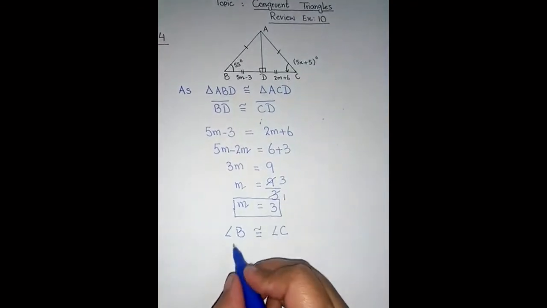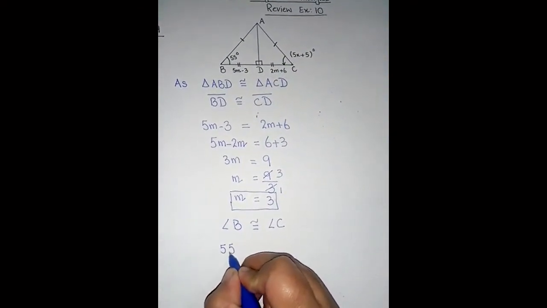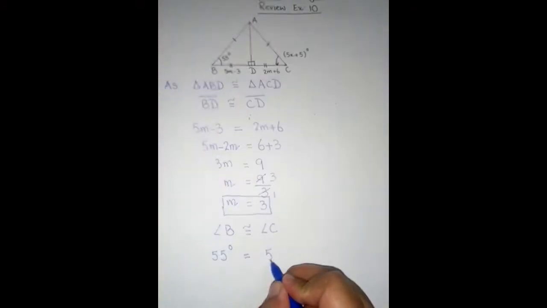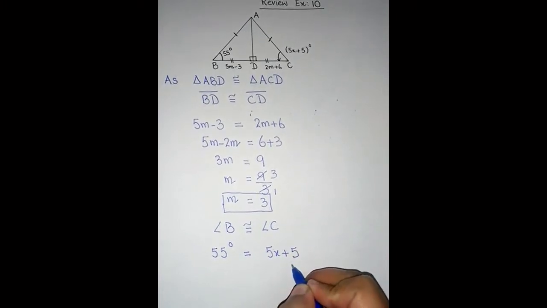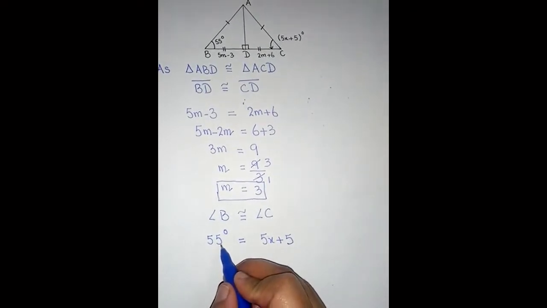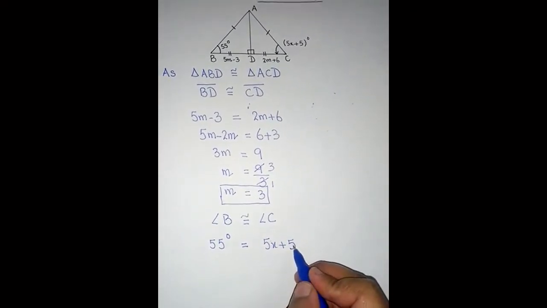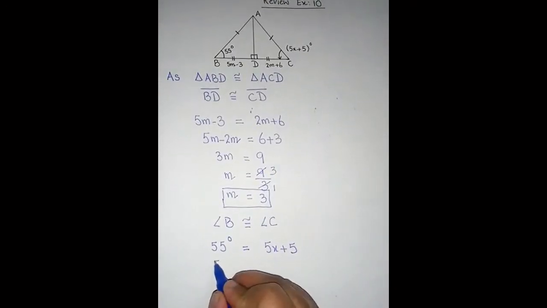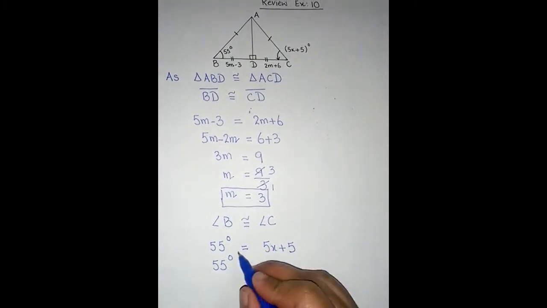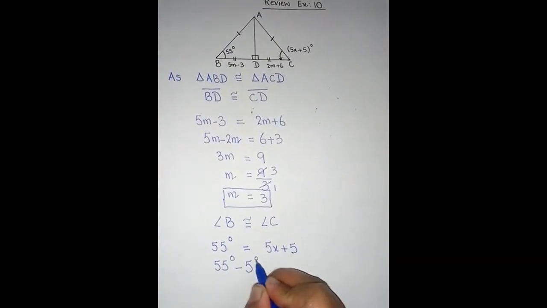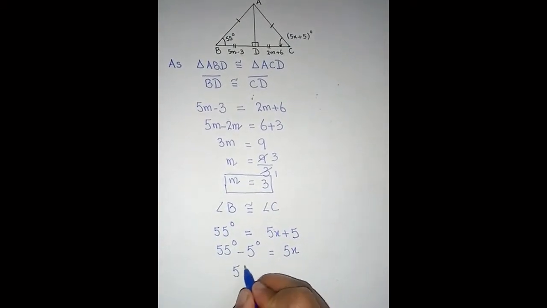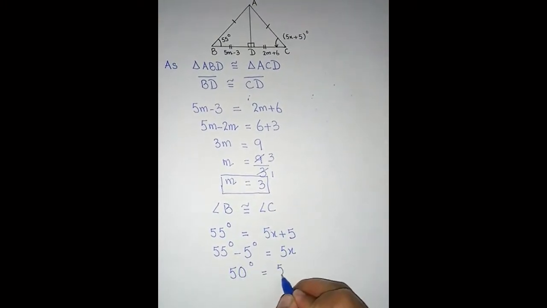Now put the values. The value of angle B is 55 degree. And the value of angle C is 5x plus 5. Now we will move this. 55 is a constant value, and 5 is also a constant. So I will move this 5 to the other side. Here it is adding with the 5x. When I move it to the other side, it will subtract. So 55 minus 5 is equals to 50. And here we have 5x.